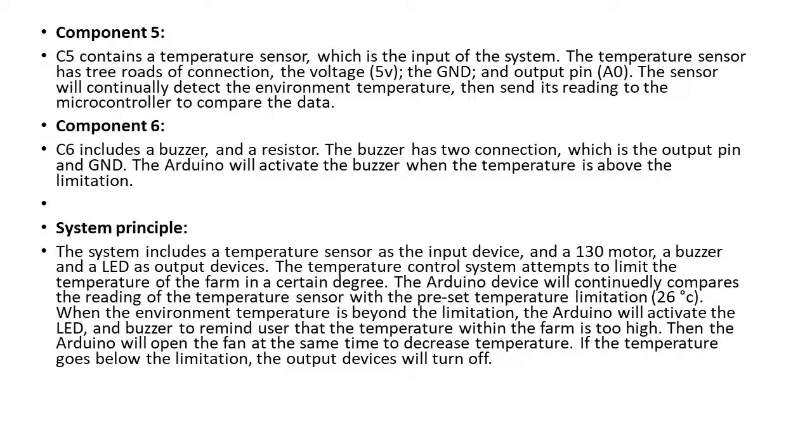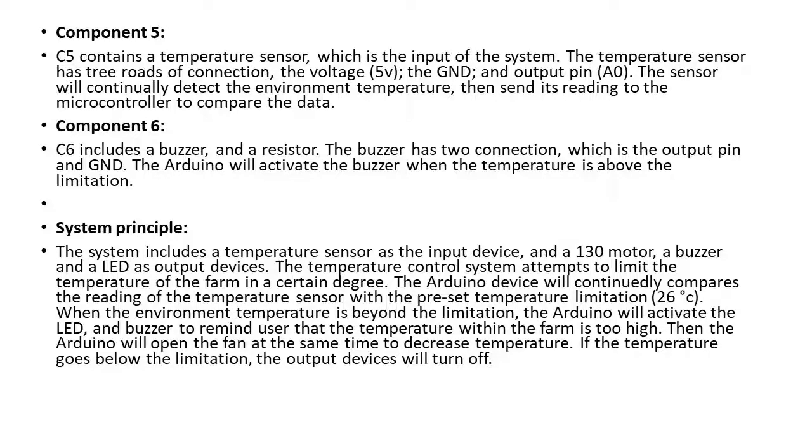The system includes a temperature sensor as the input device, and a motor, a buzzer, and an LED as output devices. The temperature control system attempts to limit the temperature of the farm to a certain degree. The Arduino will continually compare the reading of the temperature sensor with the preset temperature limitation. When the environment temperature is beyond the limitation, the Arduino will activate the LED and the buzzer to remind the user that the temperature within the farm is too high.